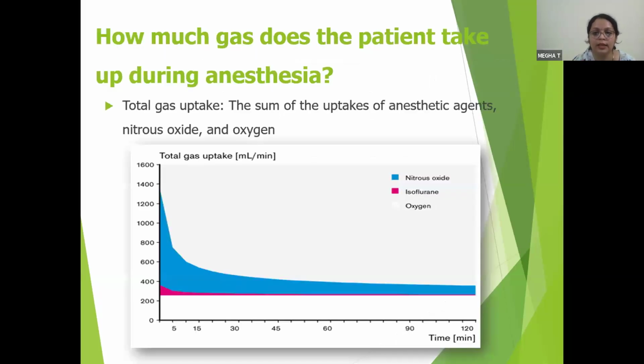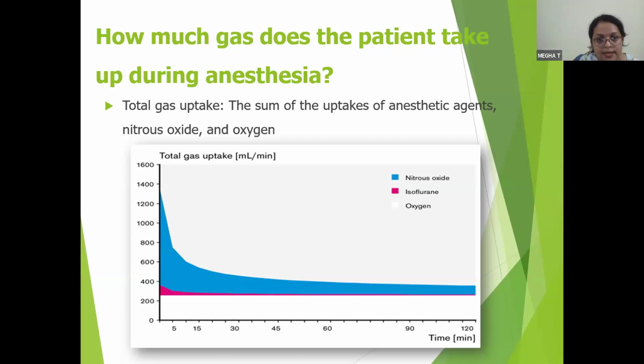Pictorially, these formulas are depicted in this graph. As you can see, it's the total uptake in ml per minute, and here is the time. The white one is oxygen. As I said, approximately 250 ml per minute is taken up by a patient. Throughout time, it will remain constant, that is 250 ml per minute.